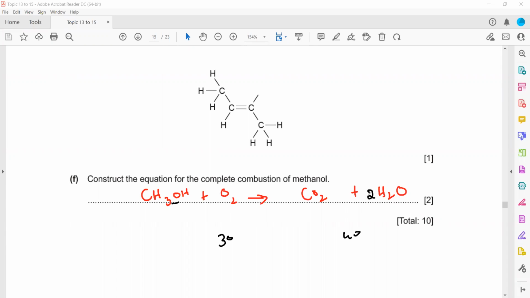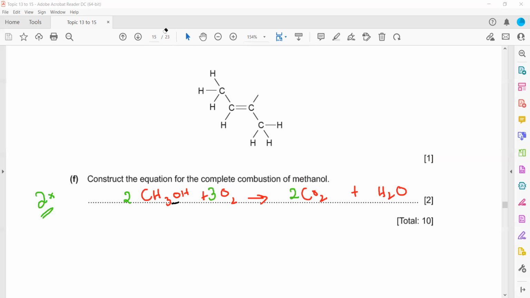So we want to make 4, because 2 here and 2 here, 4 oxygen on the right hand side and 3 oxygen on the left hand side. So how can we make 4? If I have 1.5 here, because 1.5 into 2 makes 3, and 3 plus 1 makes 4. But we don't use a decimal to balance the equation. So we'll multiply this whole equation by 2. 1.5 multiplied by 2 is 3, so this will be 2, and 2 multiplied by 2 equals 4.